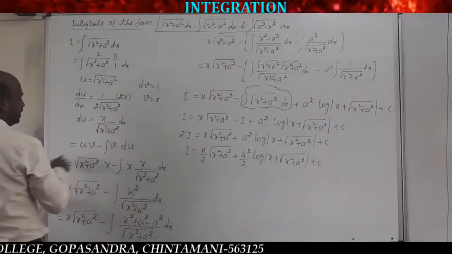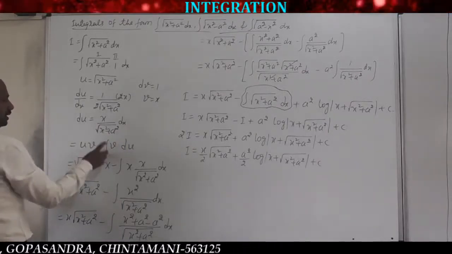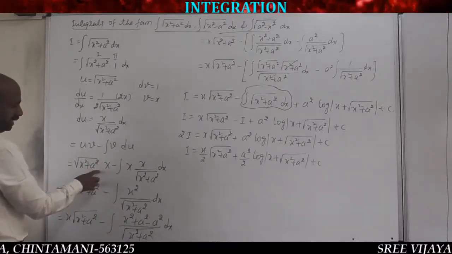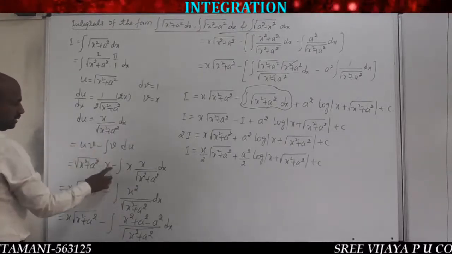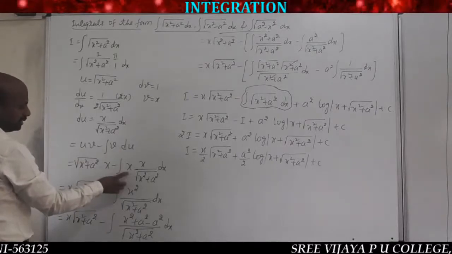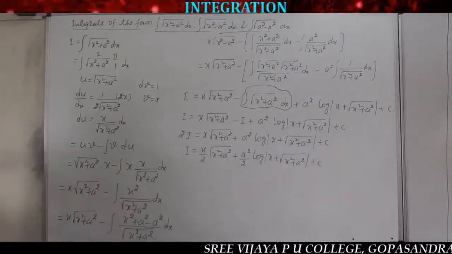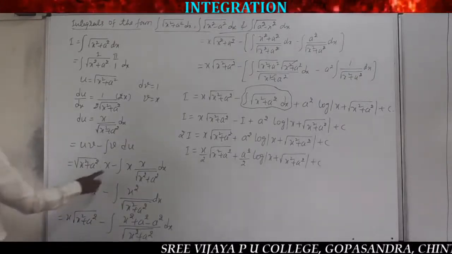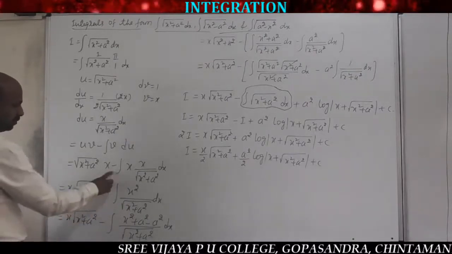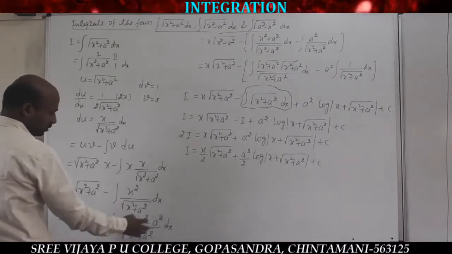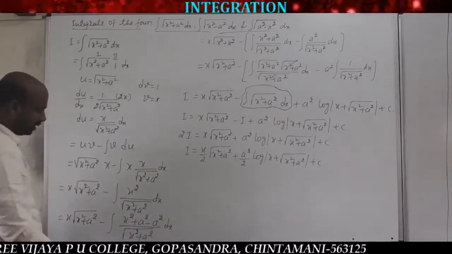So this is integration by parts, u into v minus integral of v into du. Root of x square plus a square into value of v, which is x, minus integral of v is x, du is x by root of x square plus a square with respect to x. So x into root of x square plus a square minus x into x, x square by root of x square plus a square. So here add and subtract a square.